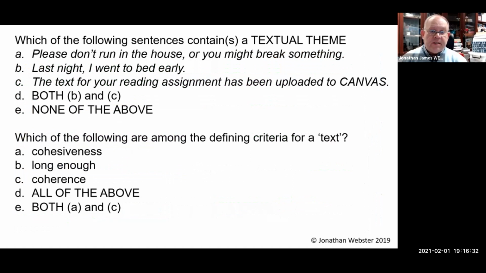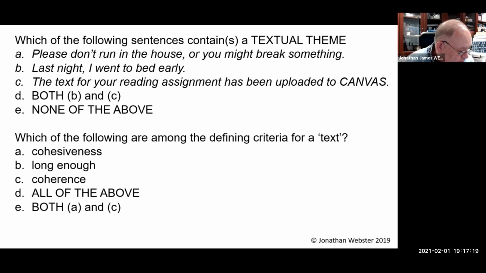All right, let's try a few questions. Let's see how you do. Which of the following sentences contains a textual theme? A, please don't run in the house or you might break something. B, last night I went to bed early. C, the text for your reading assignment has been uploaded to Canvas. D, both B and C. E, none of the above. All right, so is there a textual theme here? What do you think?